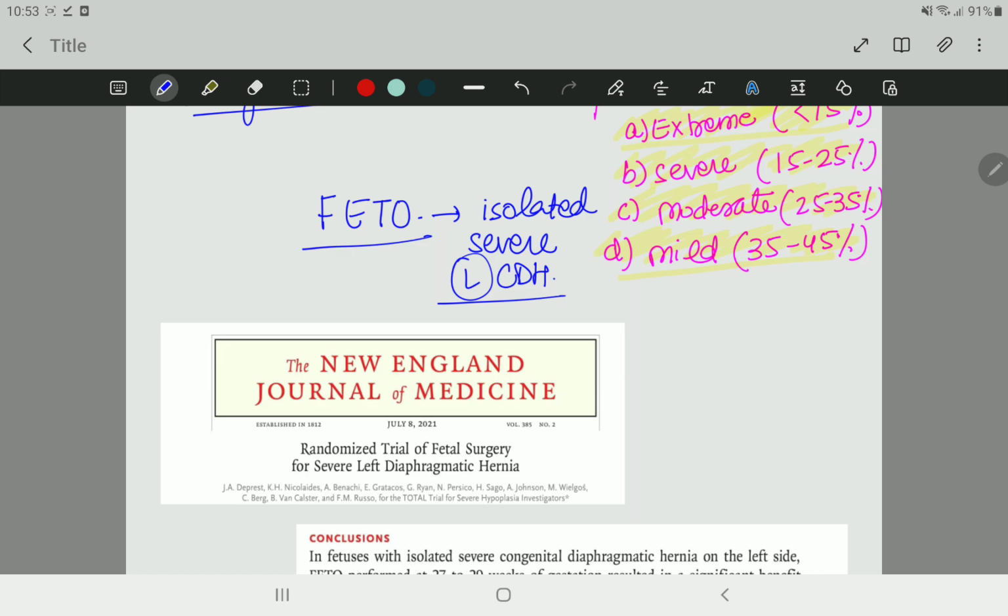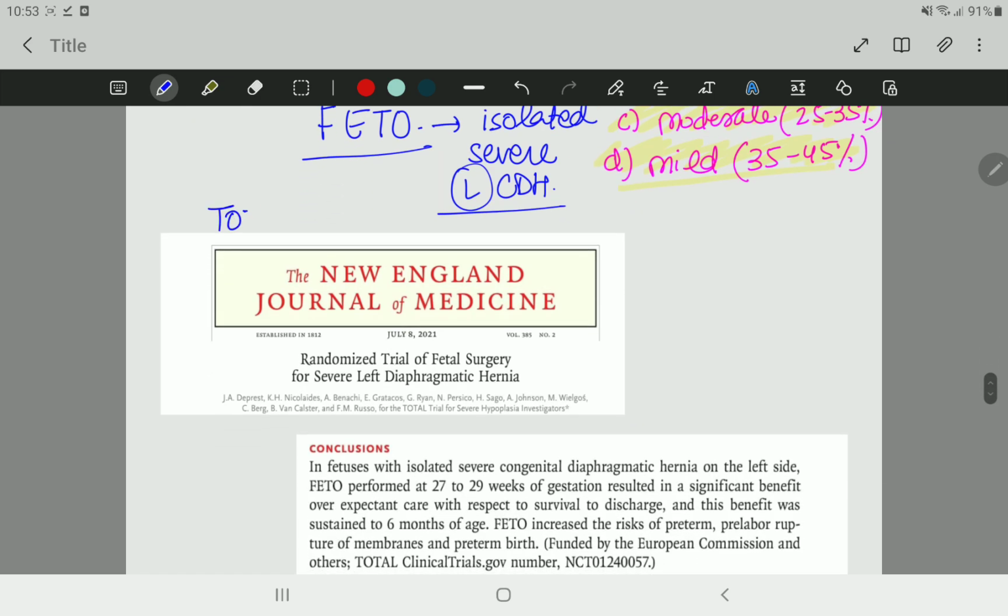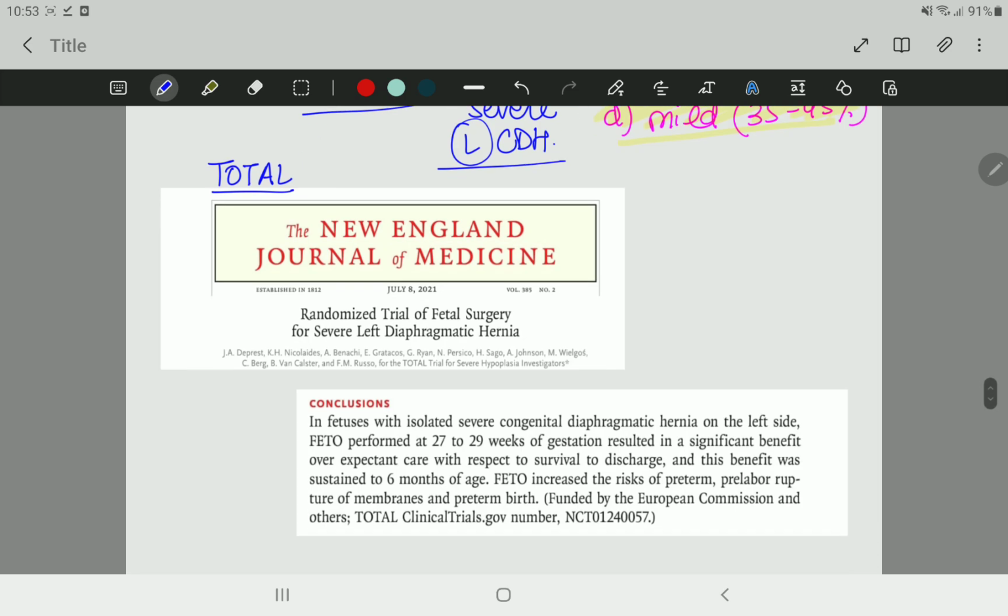That trial was the TOTAL trial. It was a multicentric randomized trial conducted in centers with good experience in FETO procedure, comparing FETO at 27 to 29 weeks of gestation with expectant management, especially in fetuses which have severe left sided CDH.